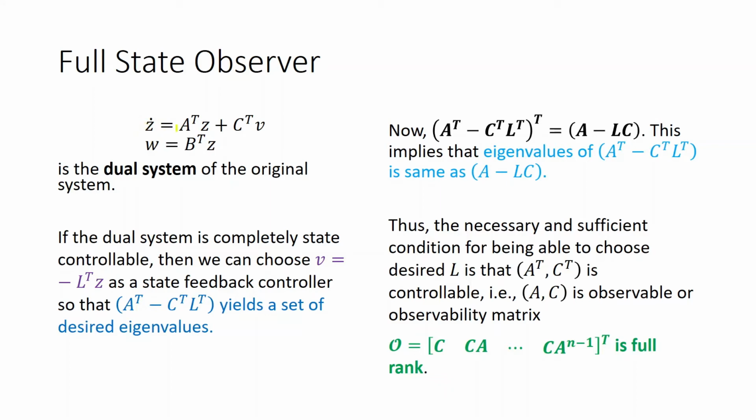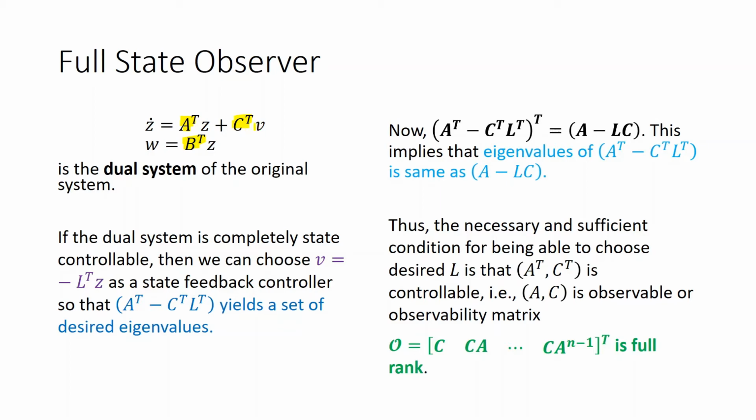So these variables have been given different names. But you notice what the matrices are here: A transpose, C transpose, B transpose. So now, if this dual system is completely state controllable, then we can choose a V which is acting as the input here. We can choose V equals minus L transpose Z. We can do that if this system is completely state controllable.